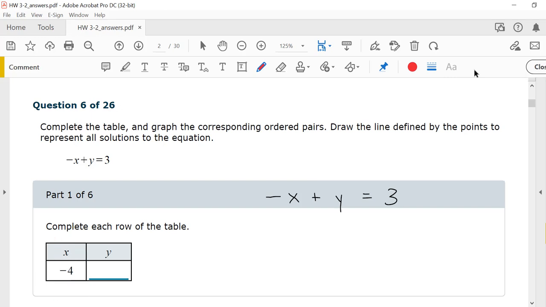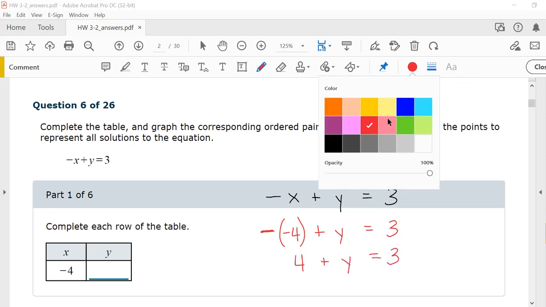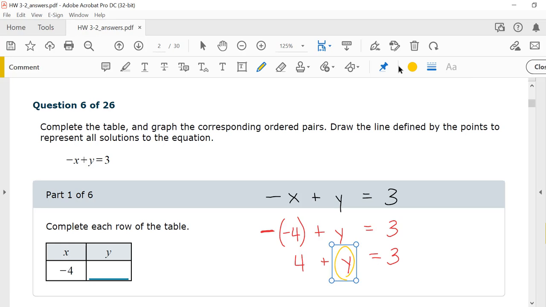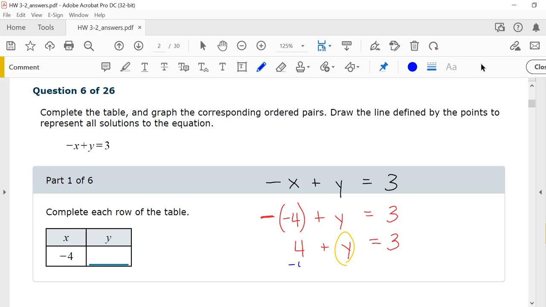So I'm going to write negative 4 in for x. Now, do you see that I had to leave that negative that's out front? I put negative 4 in the parentheses. That's my x. Plus y equals 3. Negative negative 4 is just 4 plus y equals 3. Now I need to solve for y. I need to get y by itself. I need to subtract 4 from both sides. So y is going to equal 3 minus 4, which is negative 1.